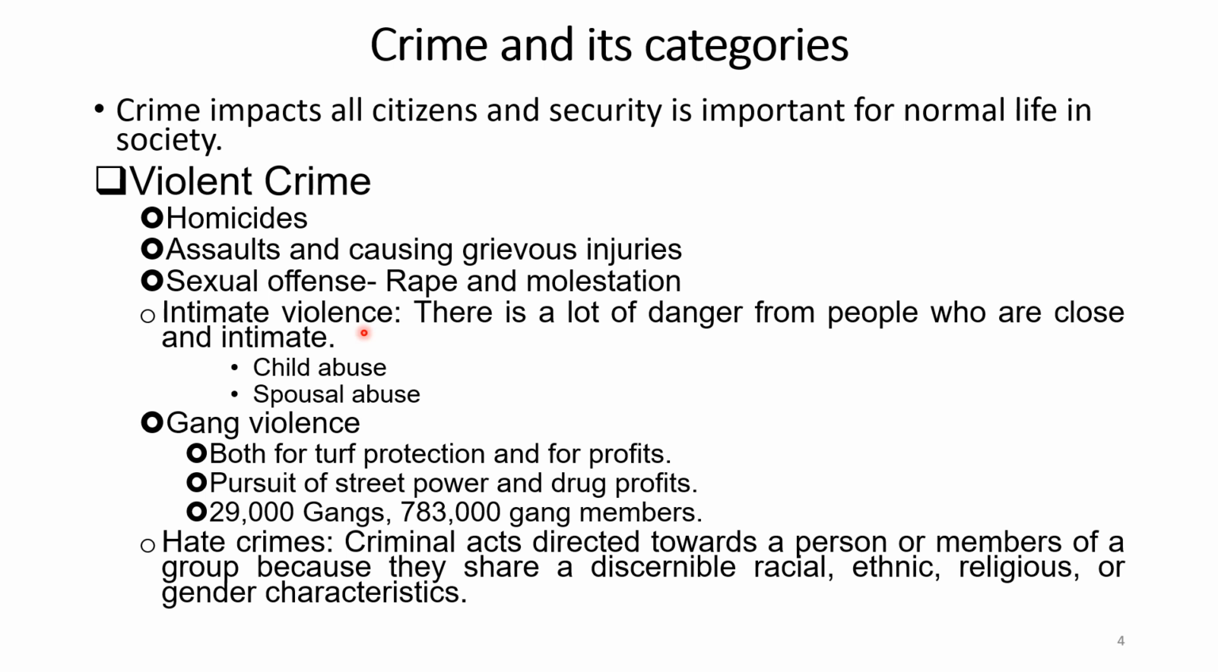There are violent crimes occurring in intimate settings. Intimate violence is different from the violence inflicted by strangers because intimate violence usually occurs behind closed doors and the chances of it being known to the outside world become less and it is less likely to be reported to the police. Common types of intimate violence are child abuse and spousal abuse.